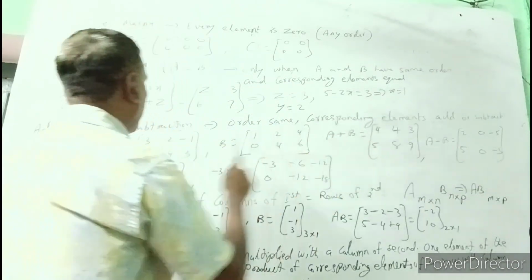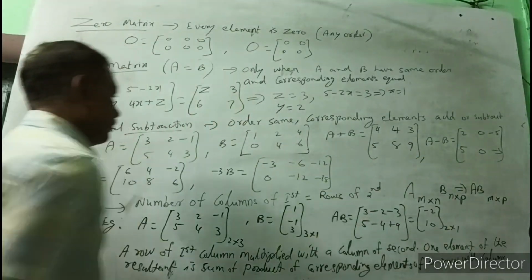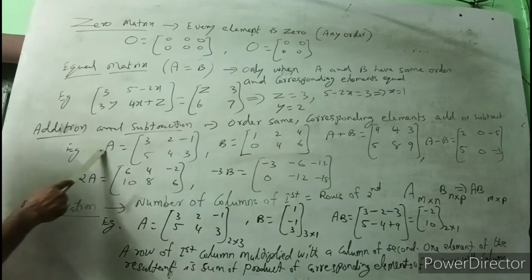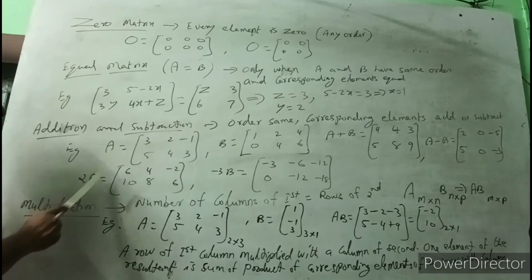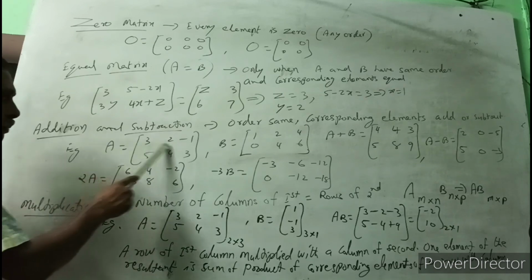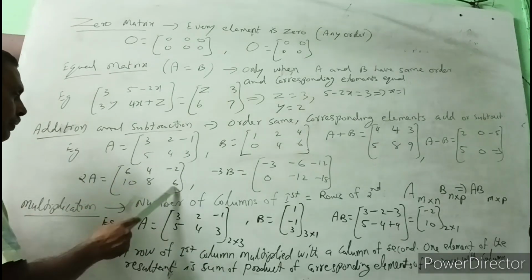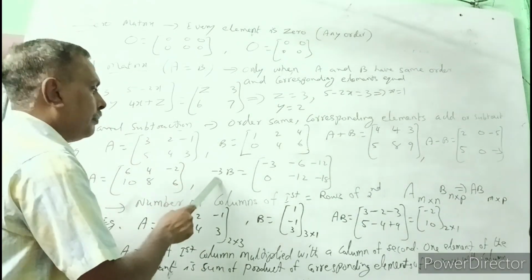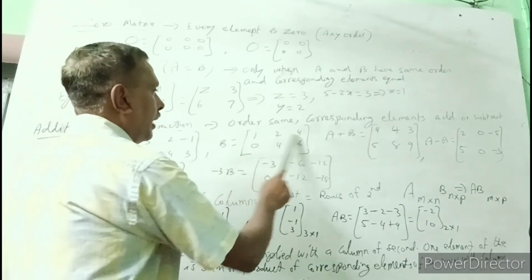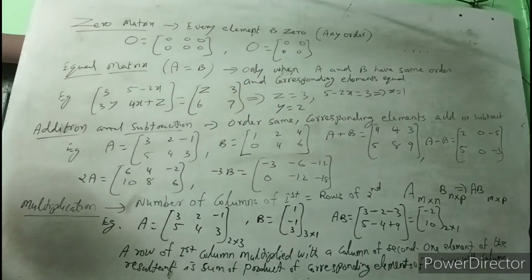A minus B: 3 minus 1, 2 minus 2 is 0, minus 1, minus 1, like that you will get A minus B. Now if you want to multiply a matrix by a non-zero constant, that constant must be multiplied everywhere. Suppose I want to multiply A with 2, so 2 must be multiplied with every element. 2 into 3 is 6, 4, 2 into minus 1, so everywhere we have to multiply. Similarly minus 3 must be multiplied with every element: minus 3, minus 6 and so on. You can multiply correspondingly. So it's a very simple, direct method.